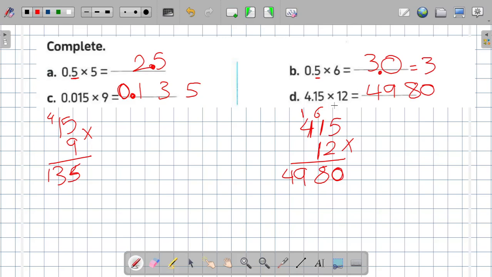Okay, but here I have 2 digits before the decimal point. So I will count 1, 2, and stop here. So I will put the decimal point here. So it will be 49.80. Or maybe I can delete 0 here. So it will be 49.8. Okay.